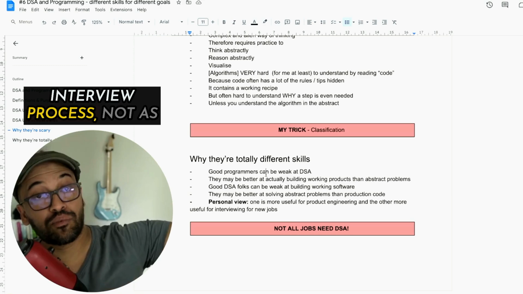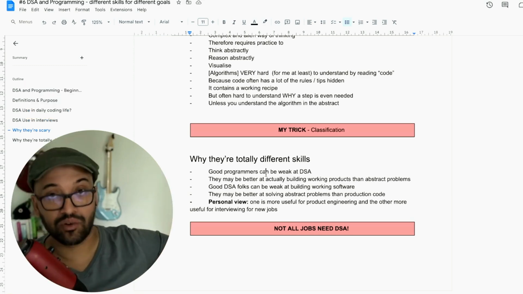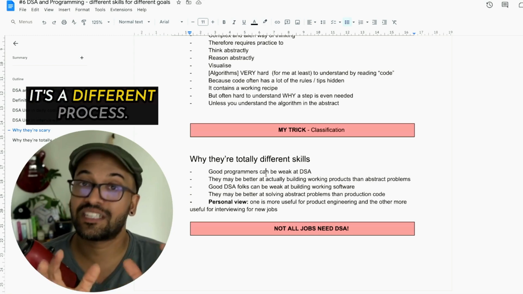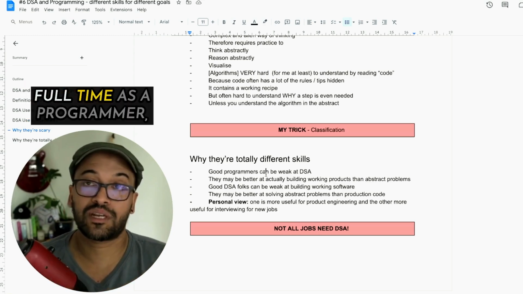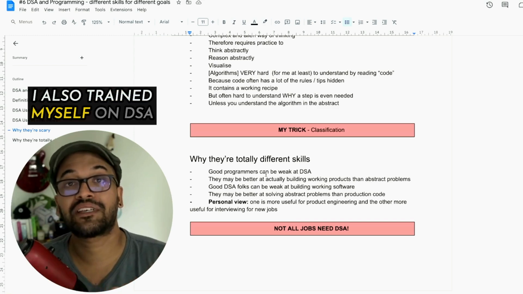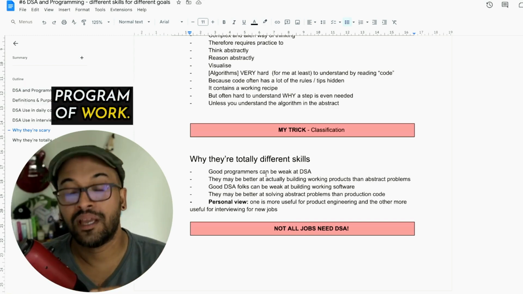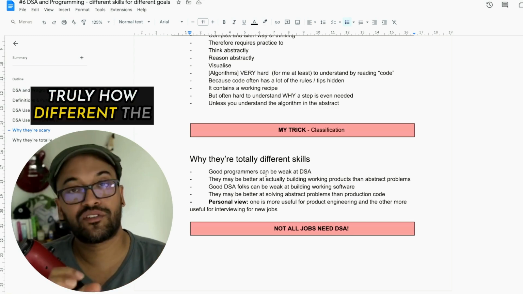For the interview process, not as a programmer, most people are good enough at things with practice, so that's not the issue, but it's a different process. While I was working full-time as a programmer, I also trained myself on DSA for about 8 months, right? A completely different program of work. That's when I realized just truly how different the two skills are.